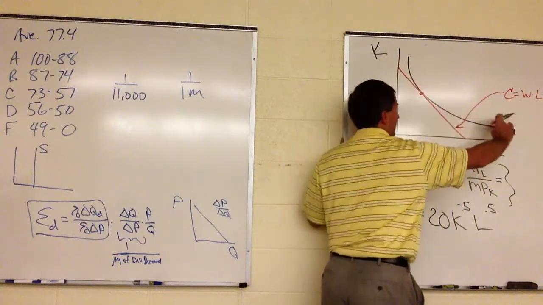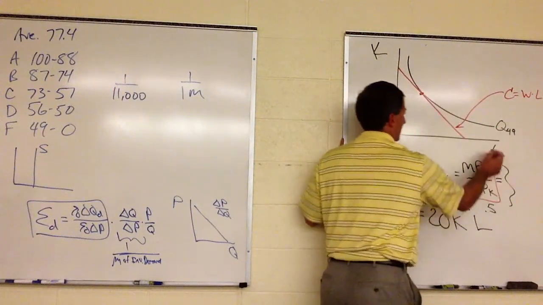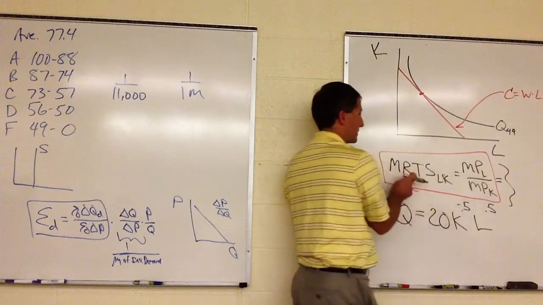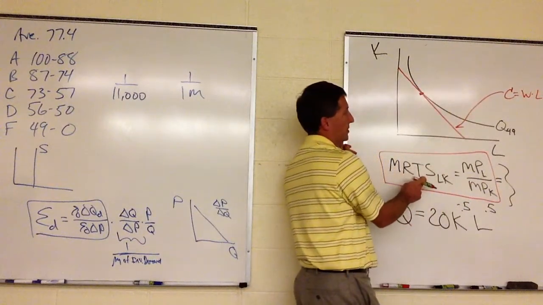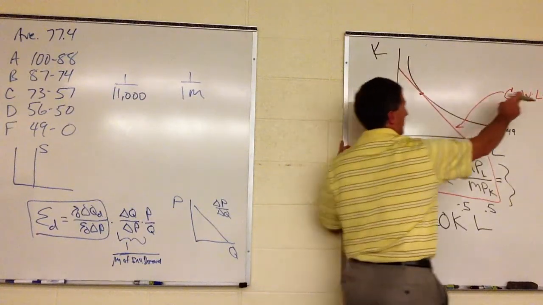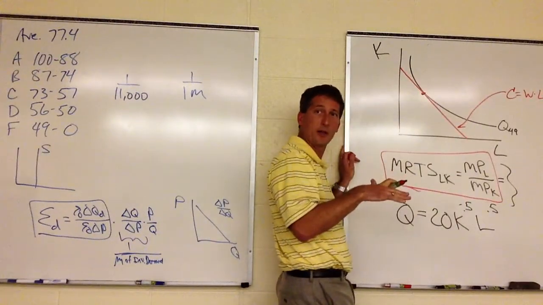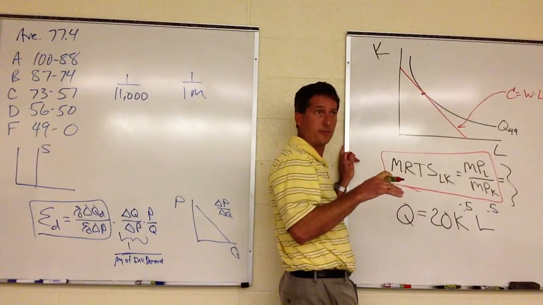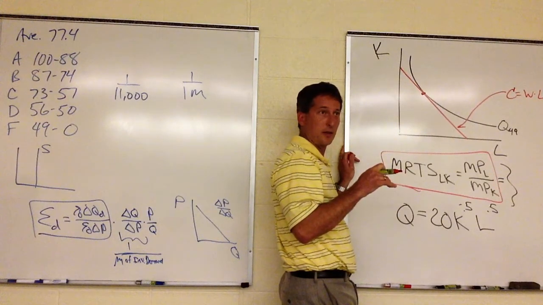And then here's the isoquant, the slope of which is equal to the ratio of the marginal products. So the slope of the isoquant is the marginal rate of technical substitution. We're going to set that equal to the slope of the isocost curve, which is the wage rate over the rental rate. Make sense? So it's the same thing as the marginal rate of substitution.